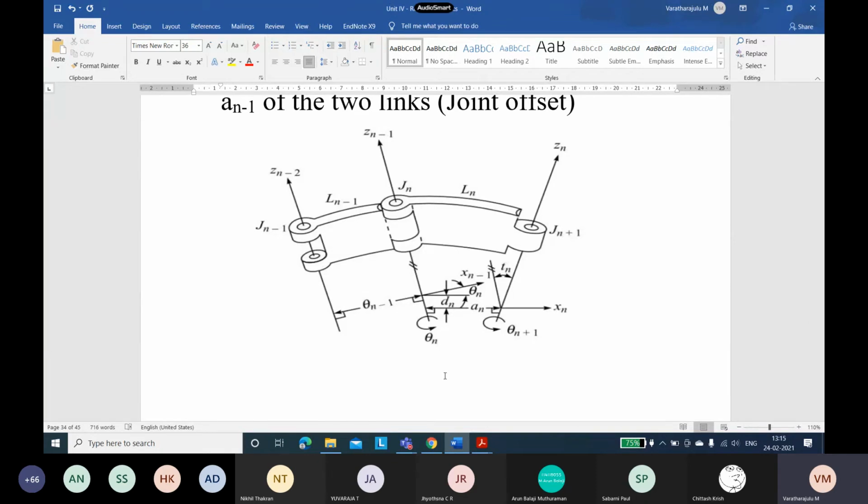And theta n is the angle between the links, measured as the angle between the normals, that is an and an minus 1.